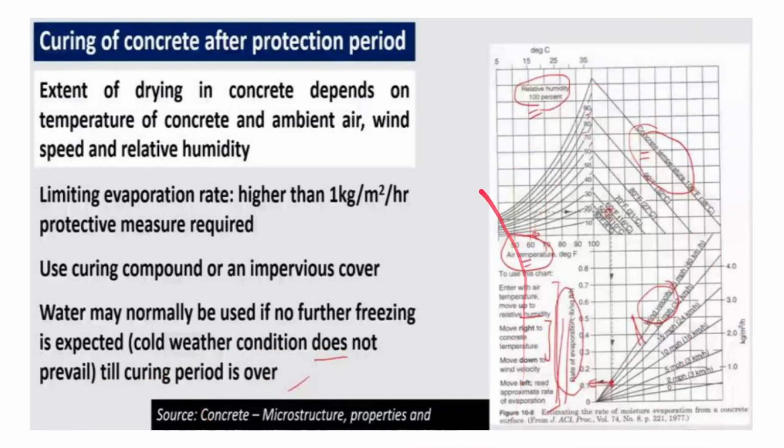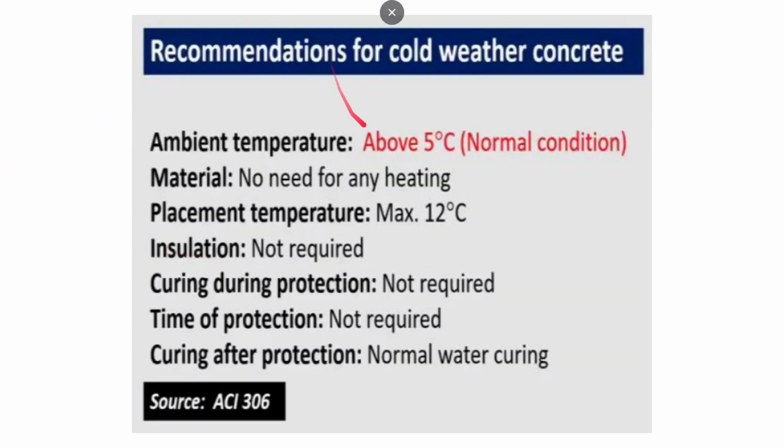These are some of the plots which you can see for further understanding, as per ACI 306. So, recommendations for cold weather concrete. These are basically the recommendations which ACI 306 has provided for concreting in cold weather. According to them, the ambient temperature should be above 5 degrees centigrade, so that it becomes a normal condition. If that is the case, then the material does not need any type of heating.